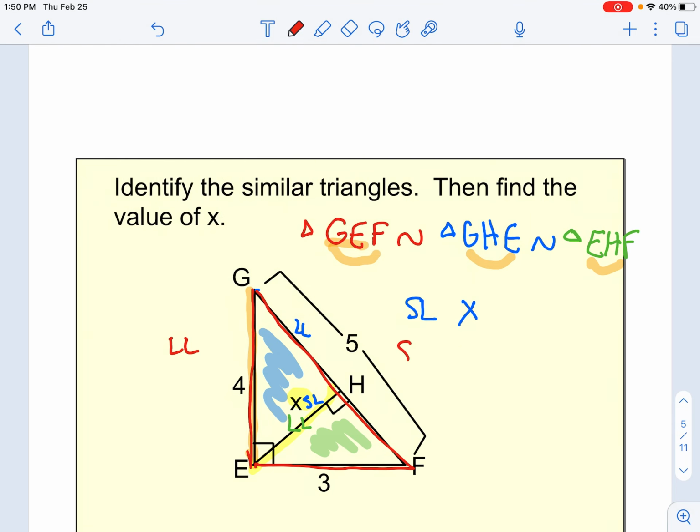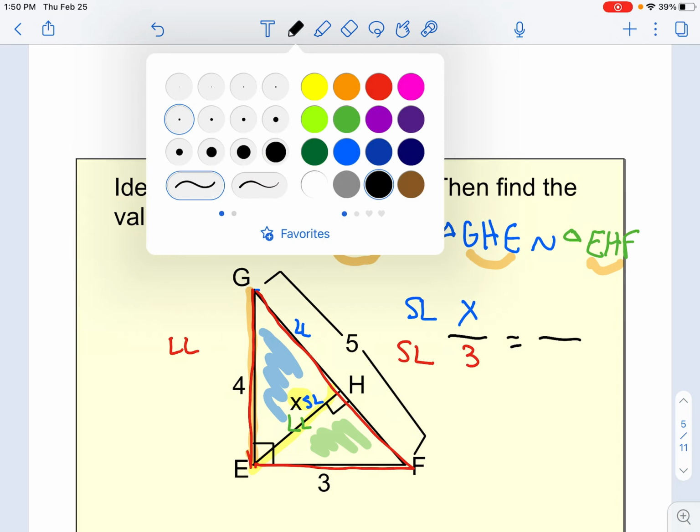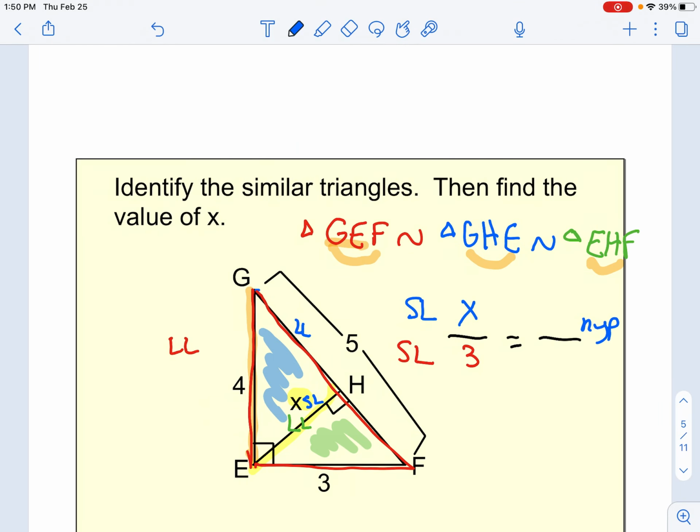So again, I'm trying to color code this. So the shorter leg of the red triangle, which is 3, that is going to be in the same ratio as, we could do the hypotenuse. So we know the hypotenuse of the blue triangle. This is the hypotenuse of the blue triangle right here, which would be 4. And then we do also know the hypotenuse of the red triangle, which is 5. So now we have a proportion.